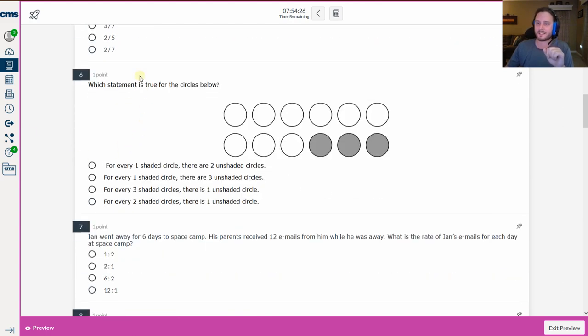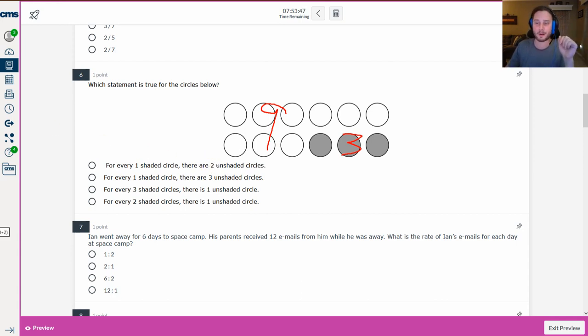Number 6, it's asking which statement about these circles is true. Okay, well, let's see. First of all, we've got 1, 2, 3, 4, 5, 6, 7, 8. There are 9 unshaded circles and 3 shaded circles. So this is the information we have going for us. There are 9 unshaded and 3 shaded. In number 6, it says for every 1 shaded circle, there are 2 unshaded. So they are saying that the ratio of 3 to 9 would simplify to 1 to 2. And we can see that's not true. 9 is not going to simplify down to 2.